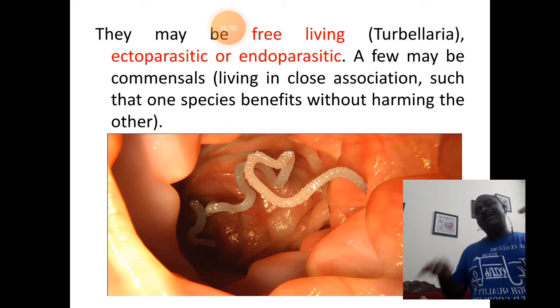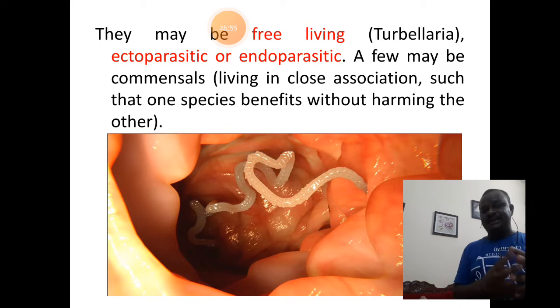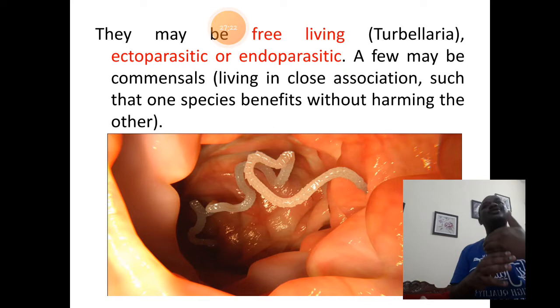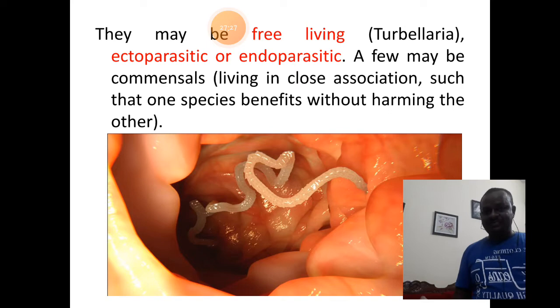Then there are organisms of Platyhelminthes which are parasites. What are parasites? Parasites are animals which depend on another organism for their living or sustainability. The parasitic organism depends on the other organism for its living. The other organism is generally called the host, and the organism that depends on the host is called the parasite. Based on where the parasites are present, either inside the body of the host or outside the body of the host, we have two types of parasites. Number one, ectoparasites. Number two, endoparasites.